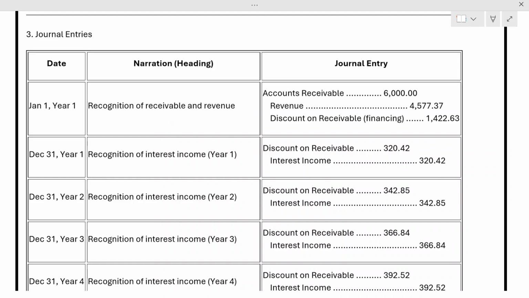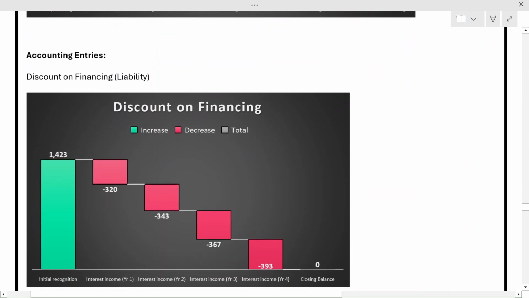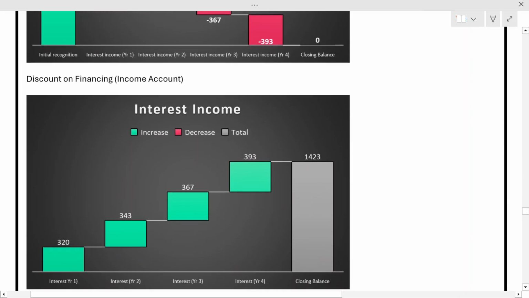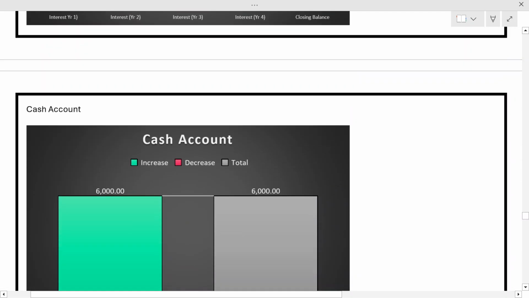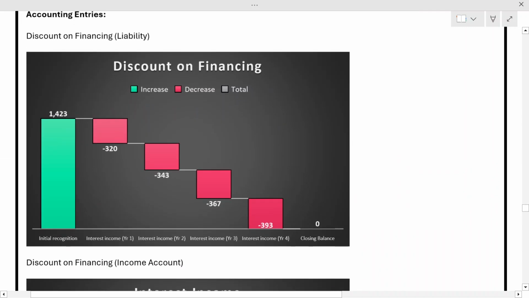Now instead of looking at these theoretical accounting entries, let's see the visualization first and then let's go to the accounting. So what will happen on the first day when you have created your debtors? When the debtors are created, you will have your accounting entry like this: debtors of $6000, but out of that, how much is your revenue?